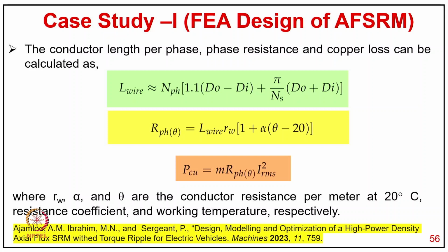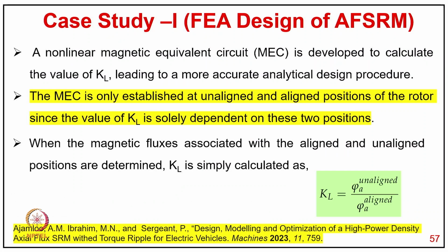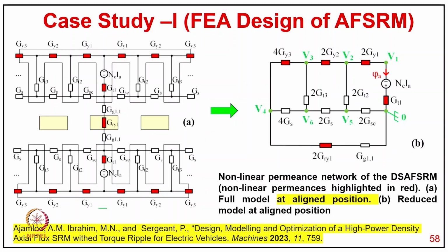So a nonlinear magnetic equivalent circuit is developed to calculate the value of K_L, leading to a more accurate analytical design procedure. So MEC is established at aligned and unaligned position of the rotor, since the value of K_L is solely dependent on these two positions. When the magnetic flux linkages associated with the aligned and unaligned position are determined, K_L is simply calculated as K_L equal to psi_A unaligned divided by psi_A aligned.